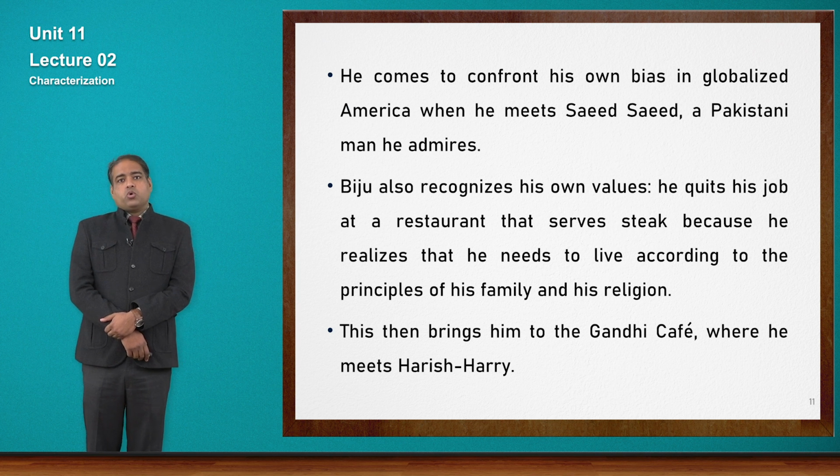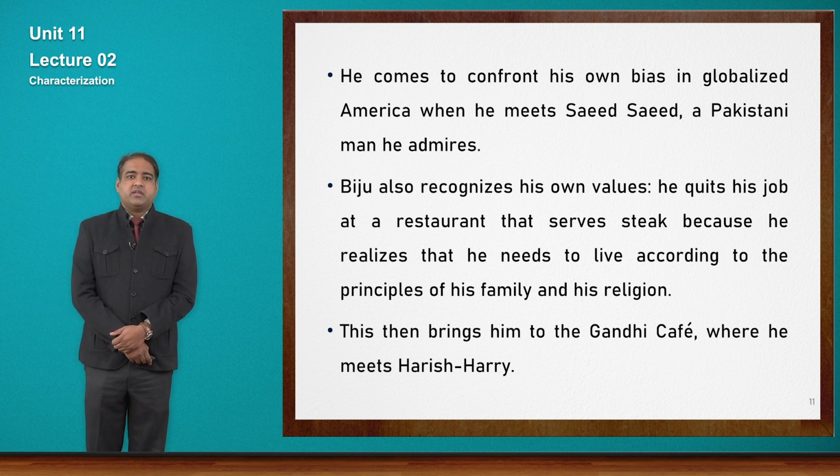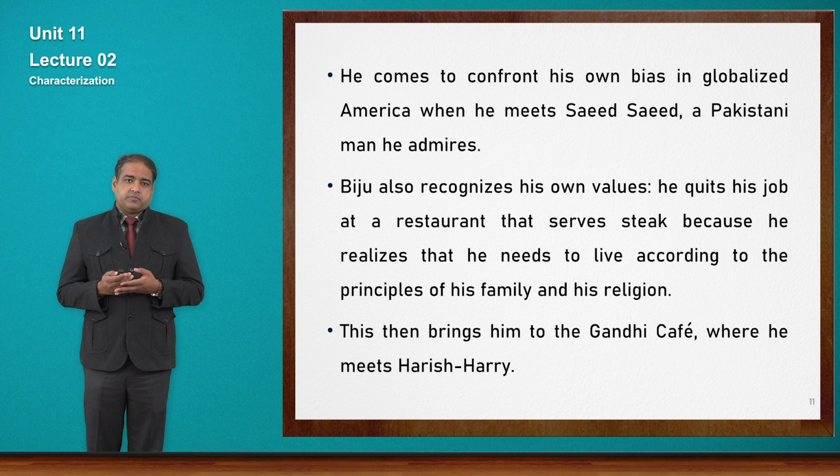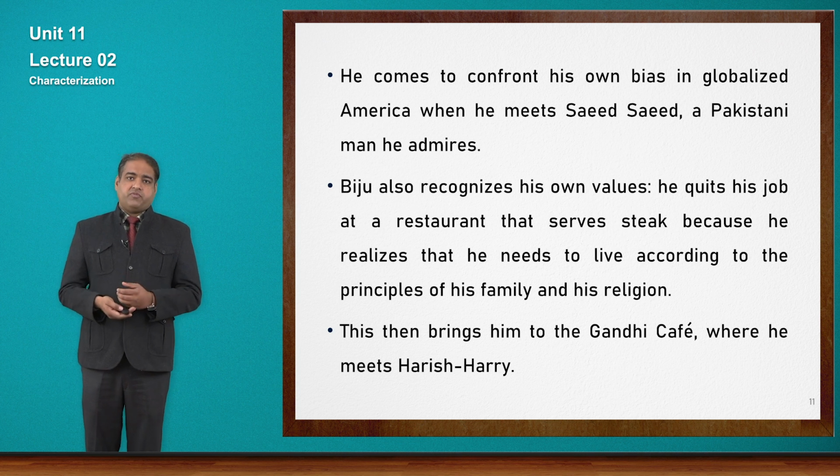He comes to confront his own bias in globalized America when he meets Saeed, a Pakistani man he admires. Friends, Biju was also biased. Just like common Indians, he used to believe that Pakistanis are his enemies. But when he met Saeed, he was able to admire him, thinking that not all people are the same. If a person belongs to another religion, if Biju is Hindu and the person he is talking to is a Muslim, it doesn't mean that the Muslim will be the enemy of the Hindu.